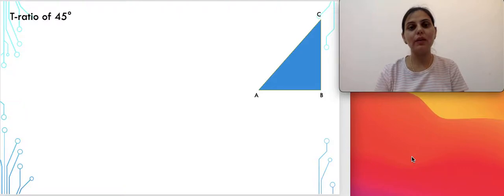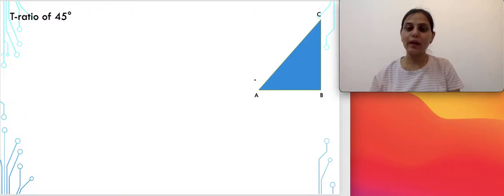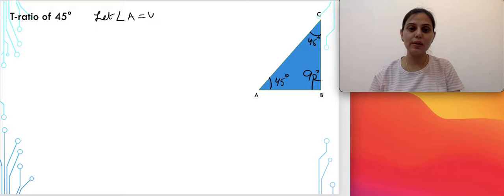So let's start with the t ratio for angle of 45 degree. Let us suppose a right angle triangle is given to you, and let us suppose at point B the angle is given as 90 degree. Also let us suppose that angle A is given as 45 degree. Now using the angle sum property, if one angle is 45 and the other is 90, then the third angle will also come out to be 45 degrees. This means that angle C is also equal to 45 degrees.